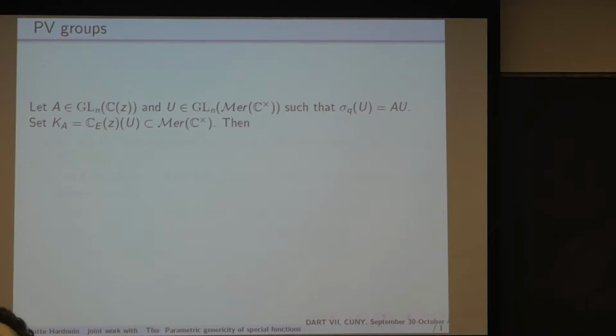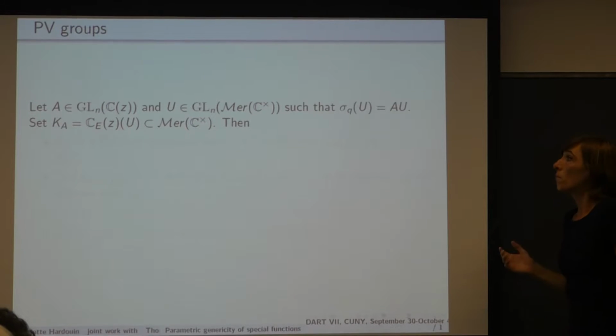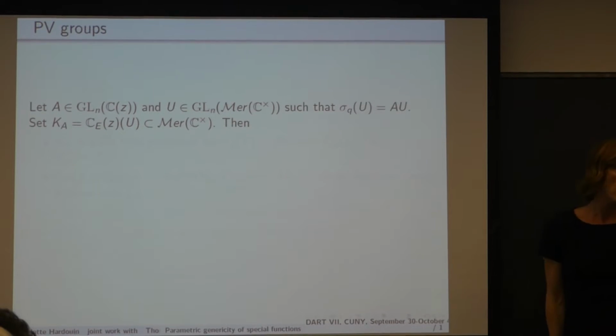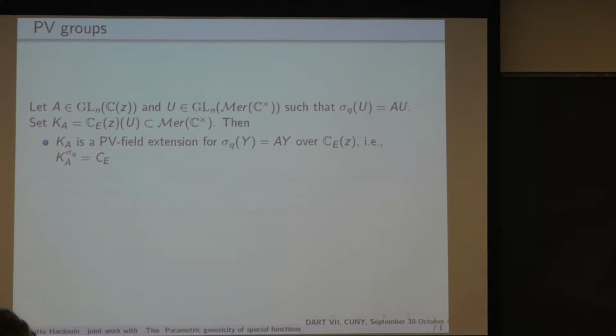Now, to go back to the classical setting, how do we go from the parameterized setting to the classical Picard-Vessiot group? Well, you have your equation, you solve it in the field of meromorphic functions, and then you just consider the field extension generated by the fundamental solution matrix. It's then obvious that it's a field extension that solves the equation and that you have no new constant, so it's a classical Picard-Vessiot field extension. If you look at the automorphism group of this field extension that commutes with sigma q, it can be embedded in the same way in the linear group defined over C^E, and it's an algebraic group scheme.